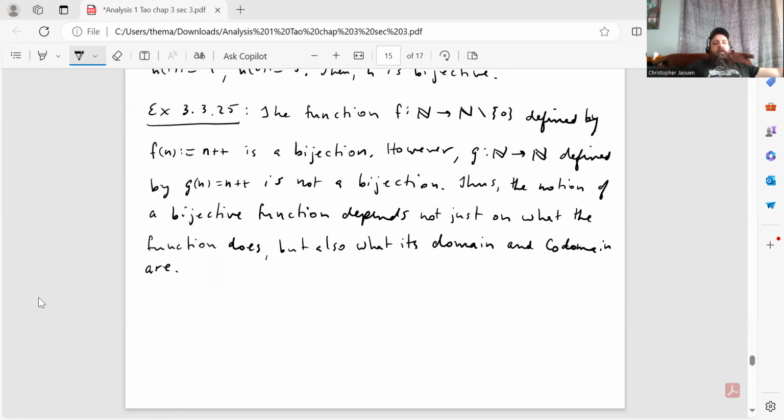Okay, example 3.3.25. The function f from N, the natural numbers, to the natural numbers minus 0, defined by the successor function, is a bijection. However, the function g from the natural numbers to the natural numbers defined by the successor function is not a bijection. Thus, the notion of a bijective function depends not just on what the function does, but also on what its domain and codomain are.